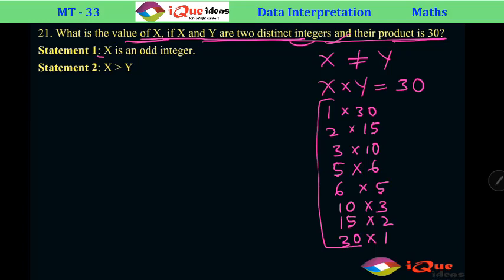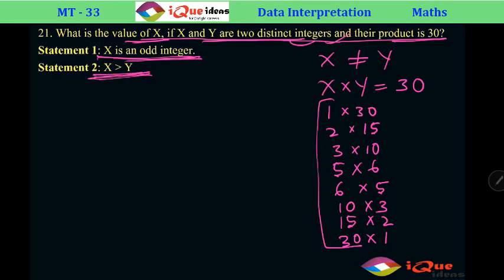Now look at the first statement. Don't look at the second statement, only look at the first statement. X is an odd integer. Now X is an odd integer in the first case, in this one, this 3, this 5 and this 15. So there are 4 cases. That means the first statement alone is not sufficient to answer what is the value of X, because there are multiple possibilities. All right. Now, let's take up the second statement alone.